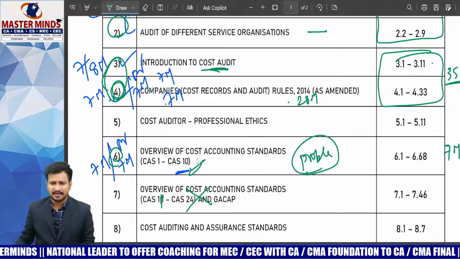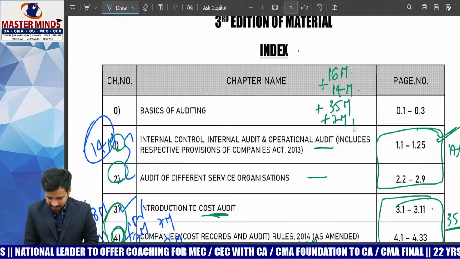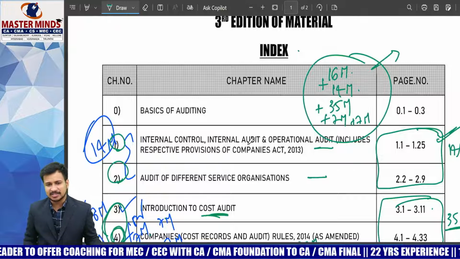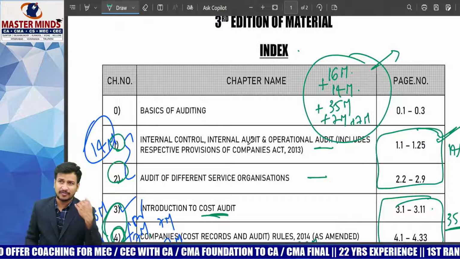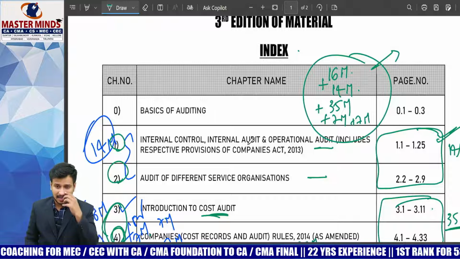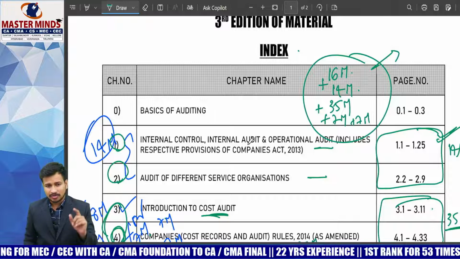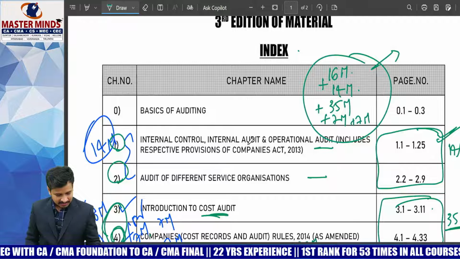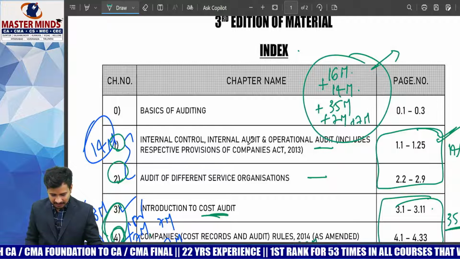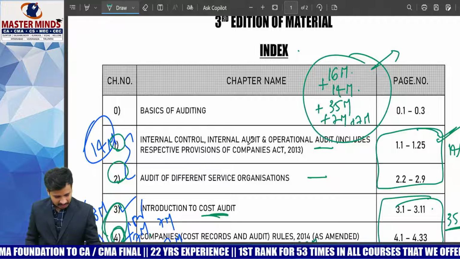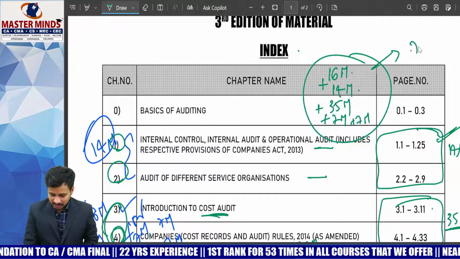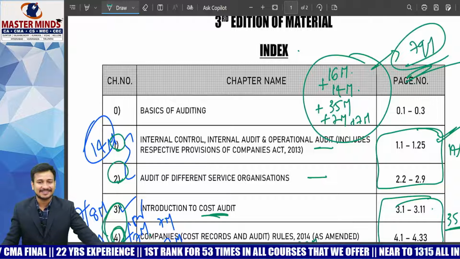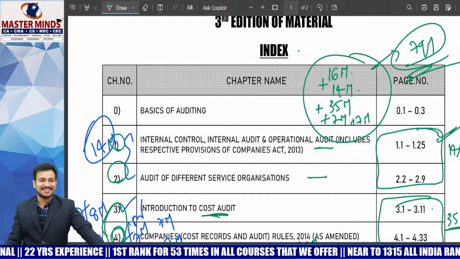Just prepare the problematics, and you're going to get another 7 marks. Without preparing hard, just by preparing chapters 1, 2, 3, 4, 5, 6, and cost audit and accounting standards, just the problematics, you can crack 16 plus 14 plus 35 plus 7 plus 7. Around 79 marks are there in your hand. What else is needed, my dear children?